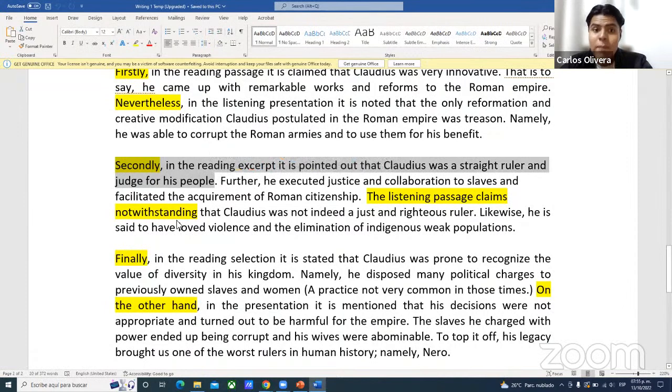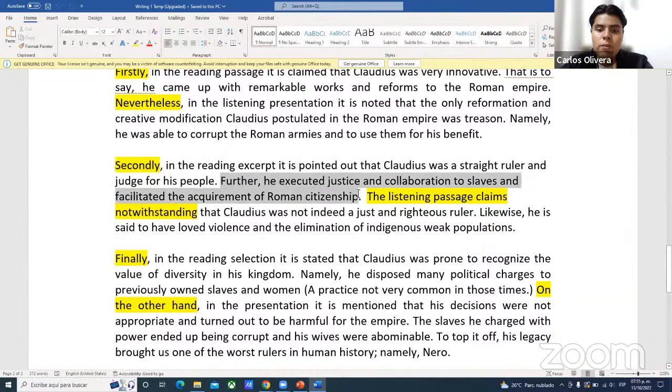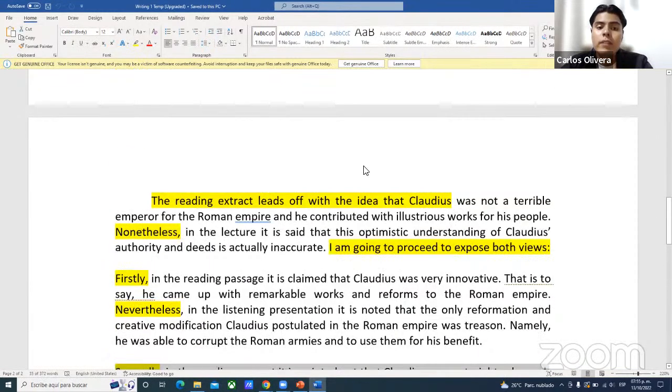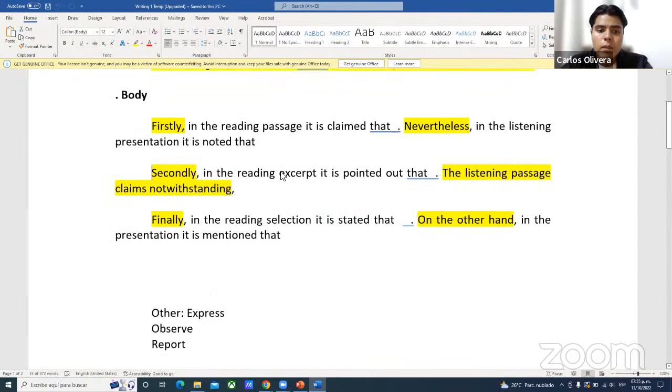This is what the reading passage said, right? That he was a fantastic ruler with a great sense of justice and fairness. Well, great. Further, he executed justice and collaboration to slaves and facilitated the acquirement of Roman citizenship. This is merely a complement, right, of the second point made in the reading passage. He was a very just ruler and a fantastic judge for his people. Fantastic, great, right? So you can see, I'm following the structure.